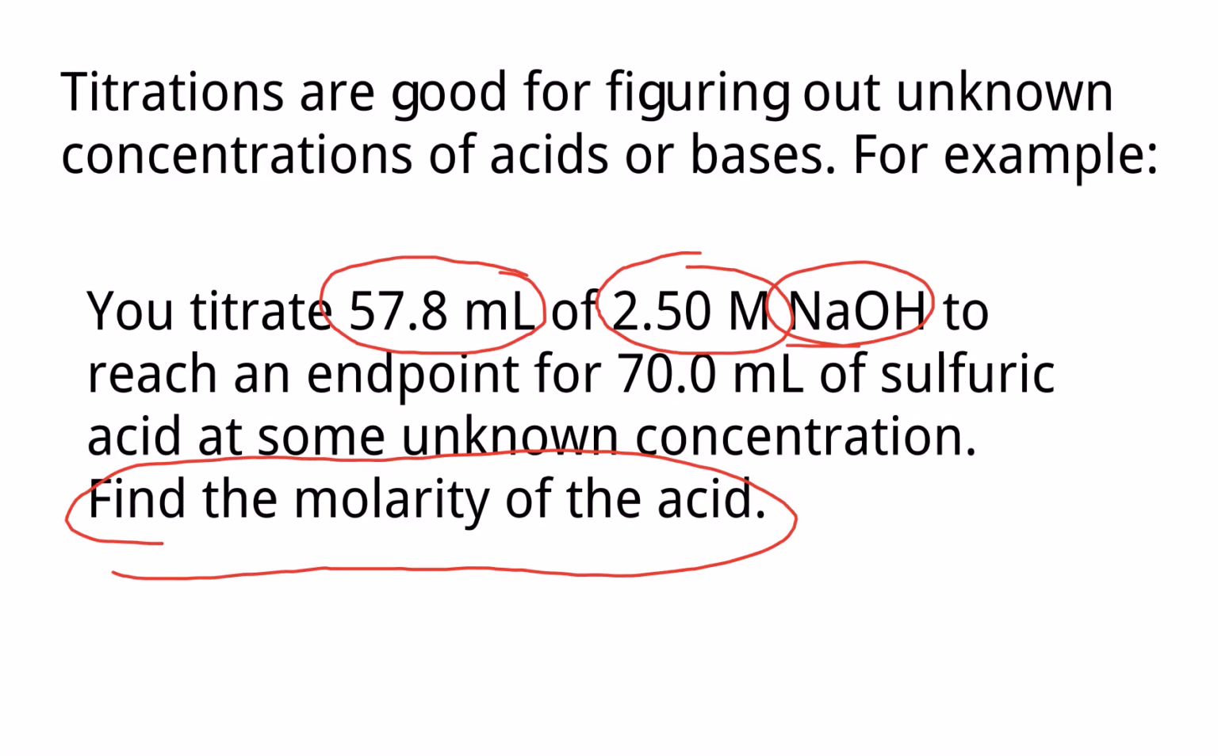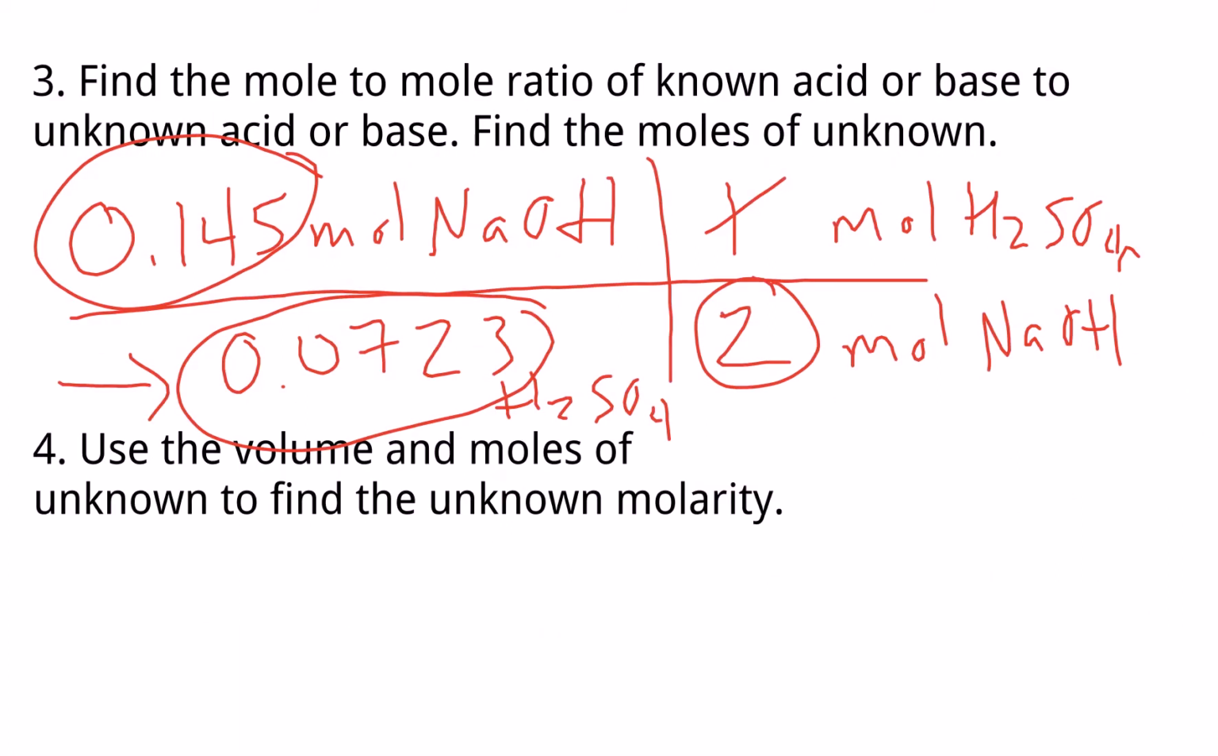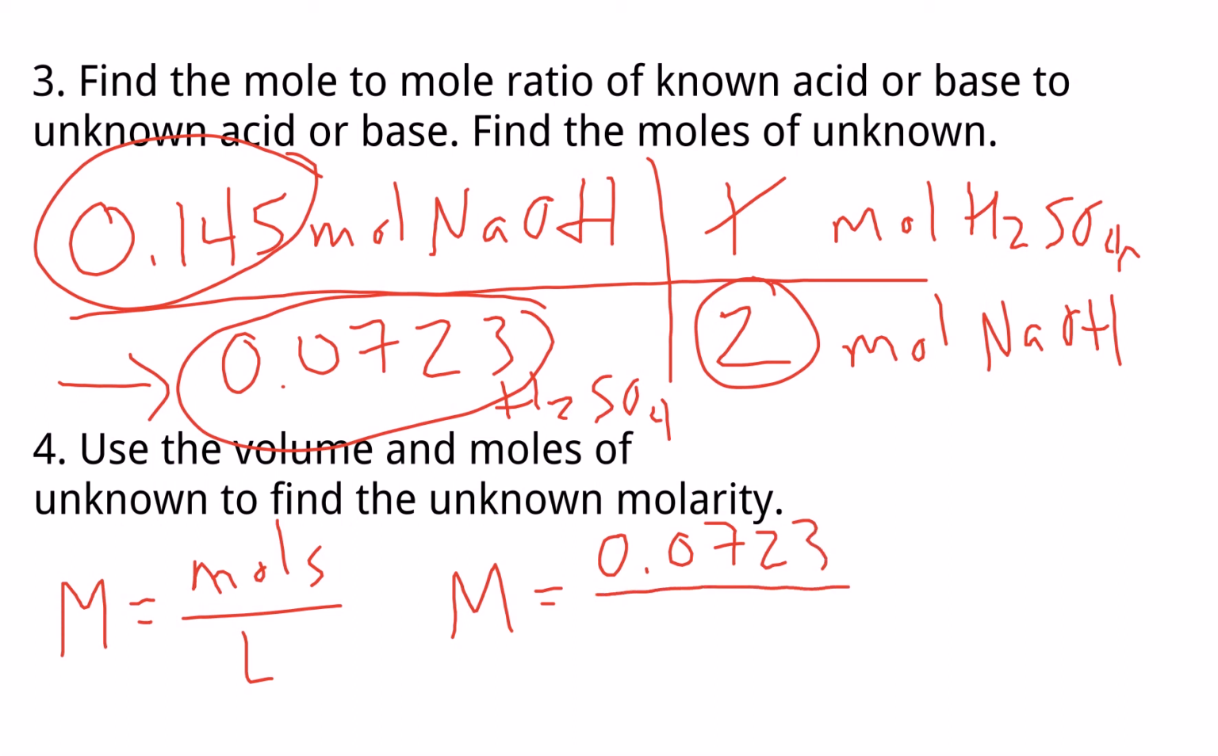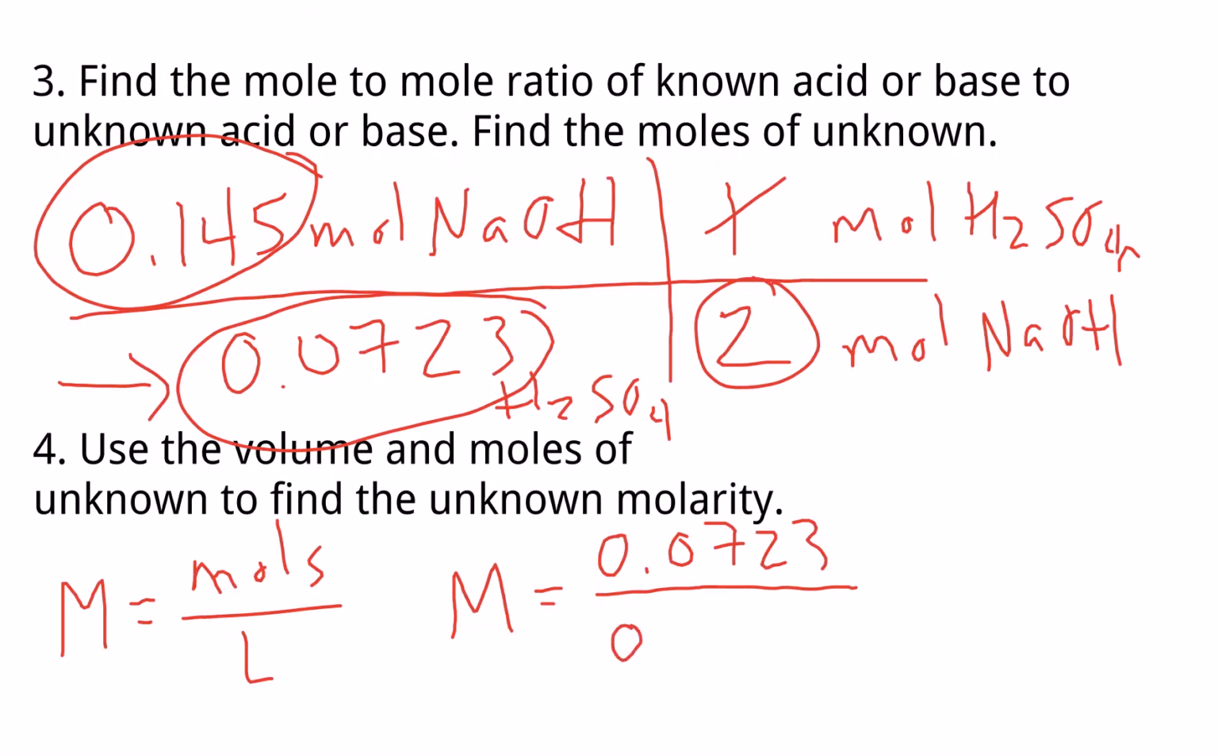If we go back to the original problem, what did it say? Find the molarity of the acid. So we're almost there. Use the volume and the moles of the unknown to find the molarity. Remember, molarity is equal to moles over liters of volume. I have my moles, so I can say my molarity is equal to M. We'll find what M is in a minute. My moles are 0.0723. And my volume, if I go back and check, I had 70.0 milliliters of sulfuric acid. So I can put in 0.0700. That is in liters at that point because molarity has to be in liters by its definition. The unit is moles per liter.